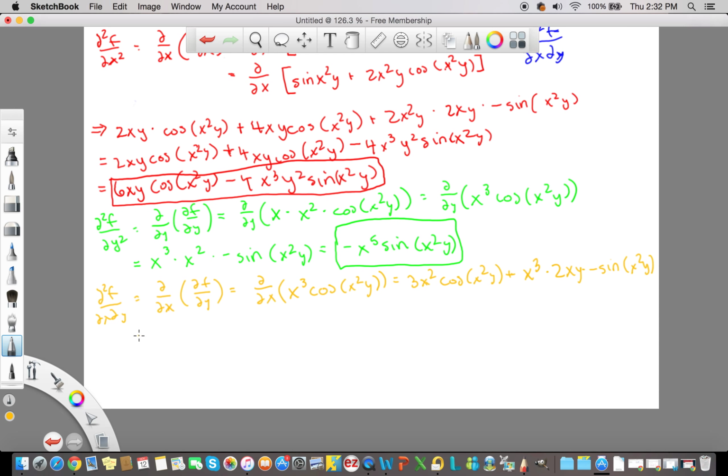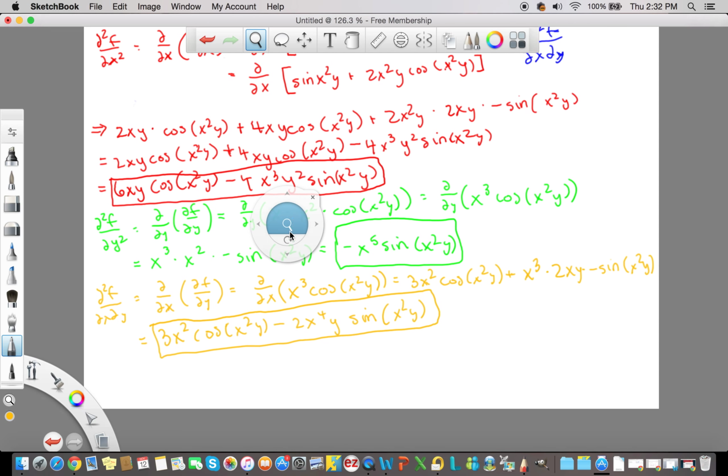Okay, so I'm going to move over here and just write that out. Okay, so we have 3x squared cosine of x squared y, and that's going to be a minus. We have 2x to the fourth y sine of x squared y. And that's about all we can simplify that down. So that's our mixed derivative. So we found all three second-order derivatives.